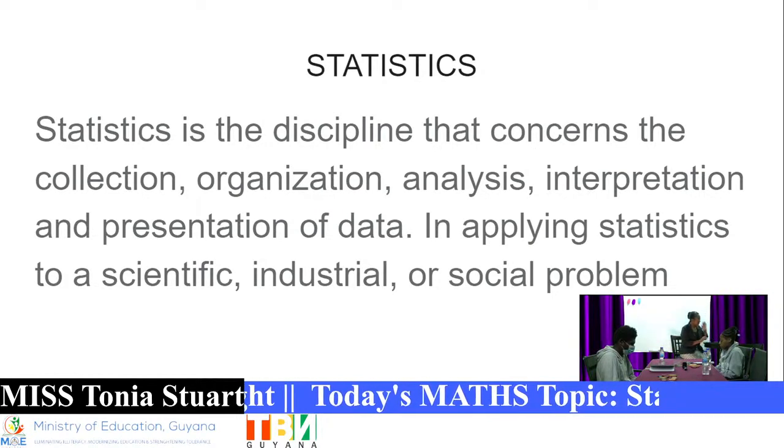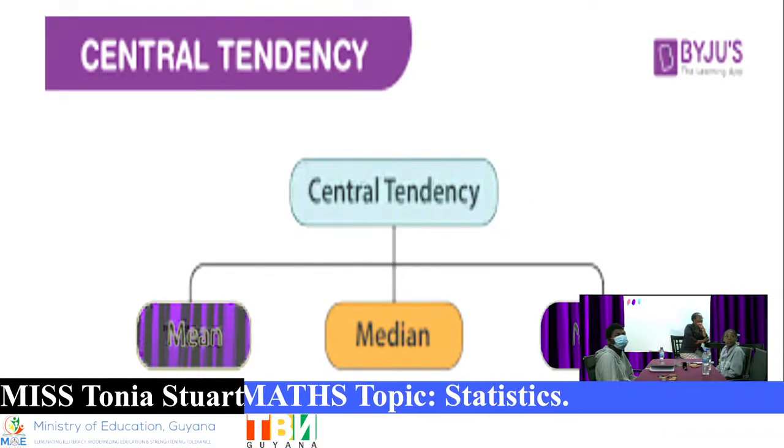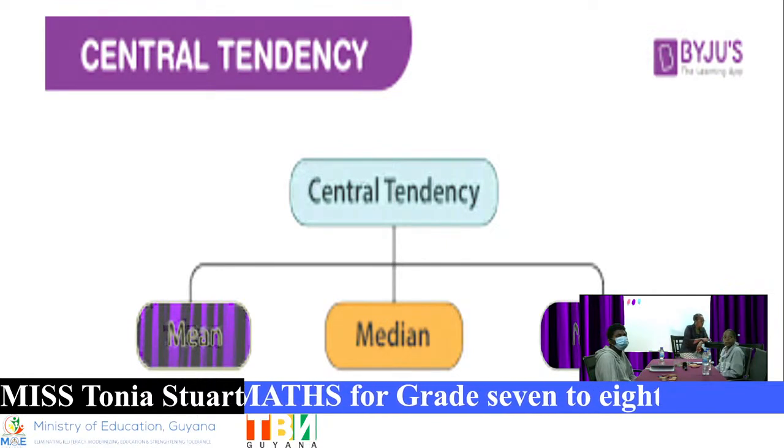So today, as it is, we are looking at statistics. So under statistics, we have 3 basic things that we're going to be focusing on. Central tendency, where we have the mean, the median, and the mode. Now, even when we go back to those blocks, you will see that coming out just now.